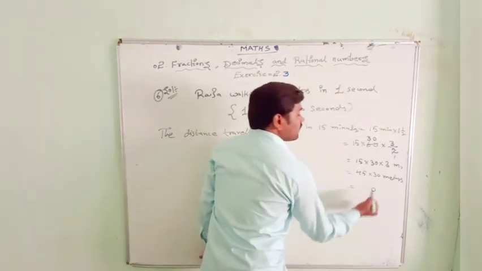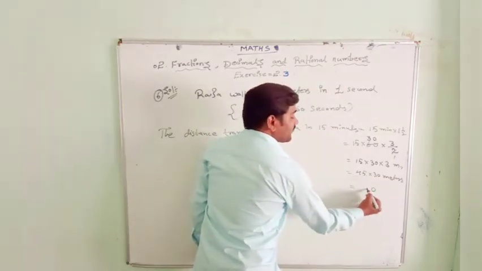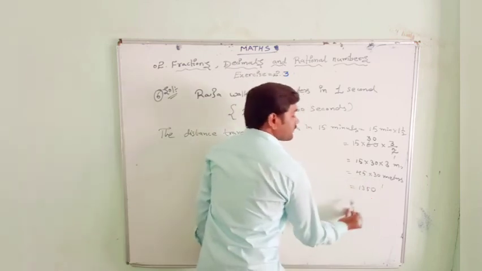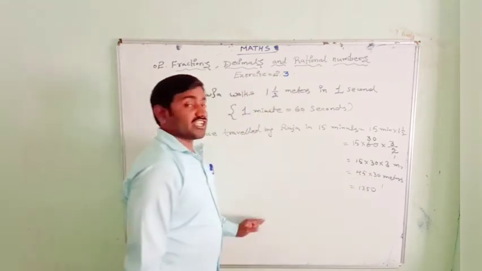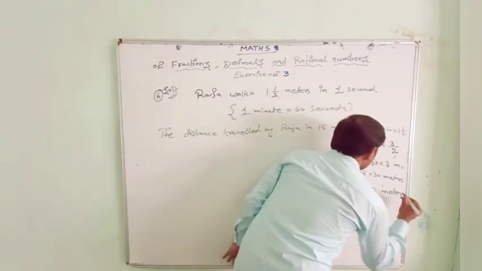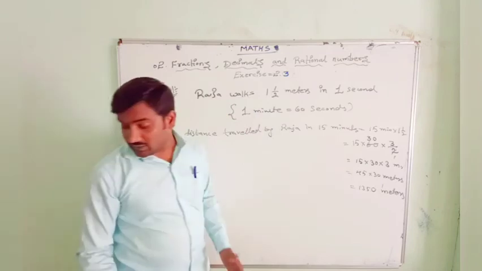That means let us multiply now. 1 0 will write here. 3 5s are 15, 1 carry. 3 4s are 12 plus 1, 13. Here 1350 meters. 1350 meters you will travel.